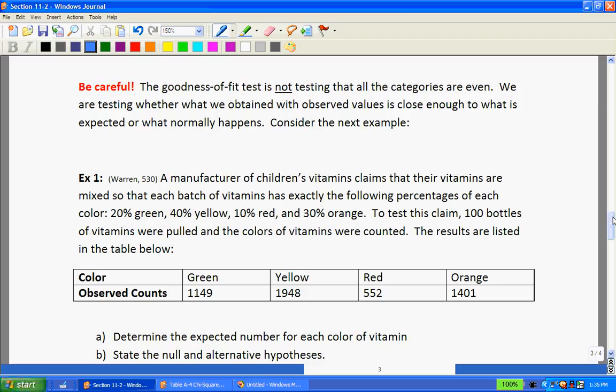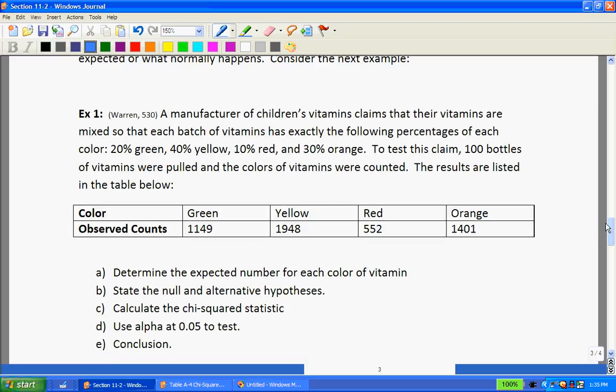So we had some helpers and we pulled off all these bottles and sorted them out, and we got 1,149 green, 1,948 yellow, 552 red, and 1,401 orange. So what we're testing is, are those proportions similar enough and close enough to what we should be getting as the company stated? Okay, let's get into this one.